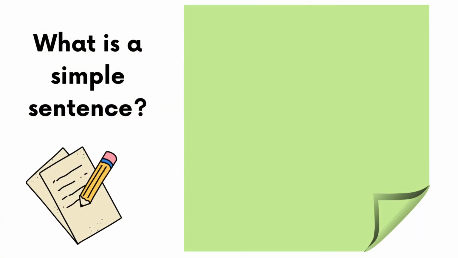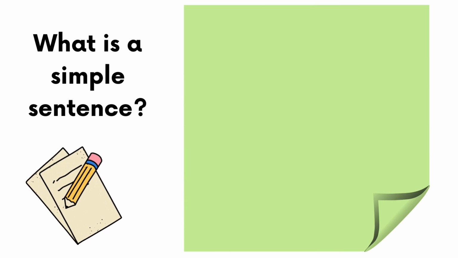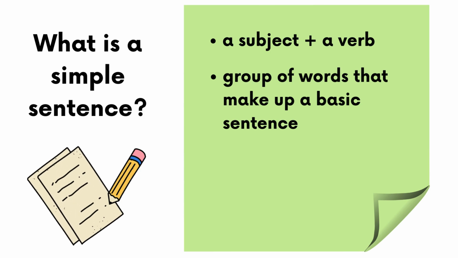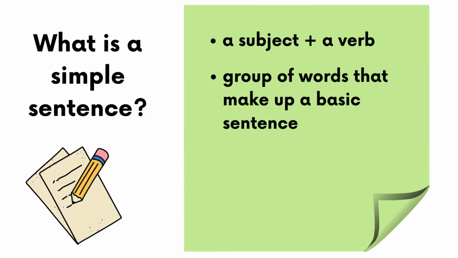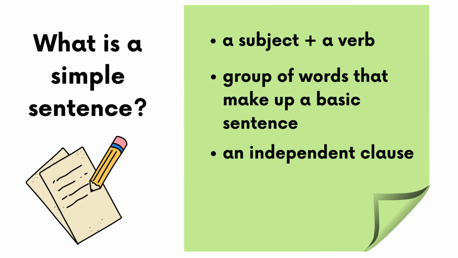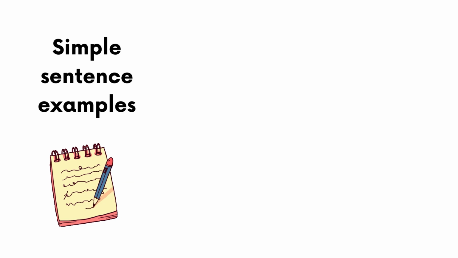Okay, so what is a simple sentence? Well, it's a sentence that contains a subject and a verb. It's a group of words that make up a basic sentence, or we sometimes refer to this as an independent clause. Now let's look at some examples of simple sentences.